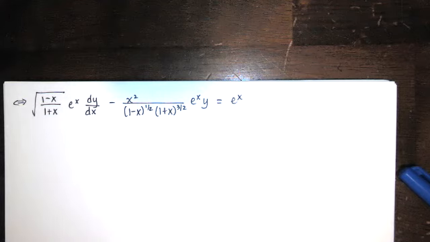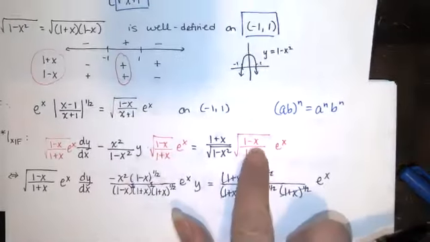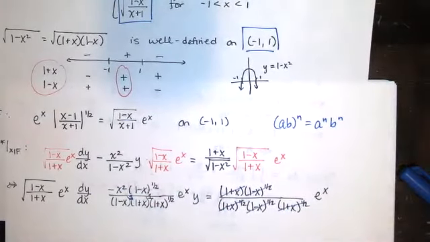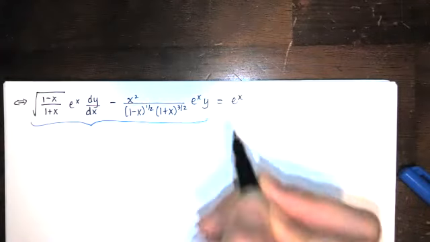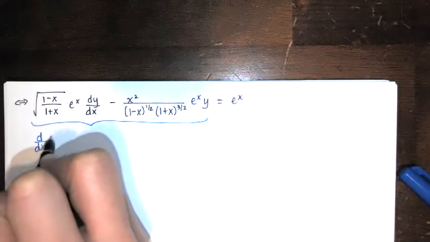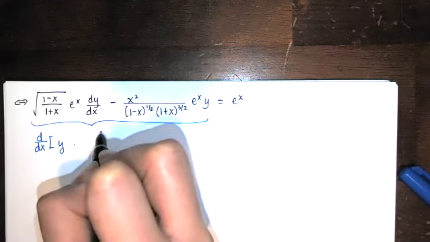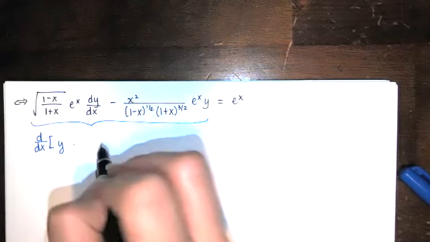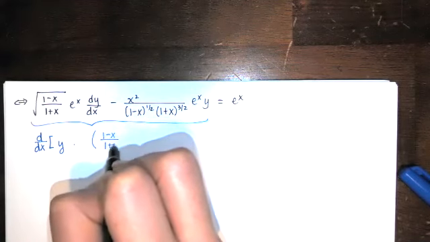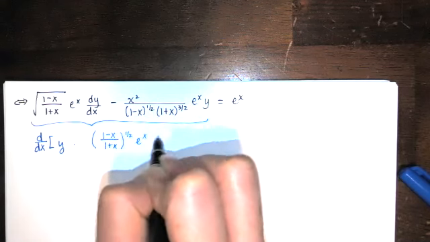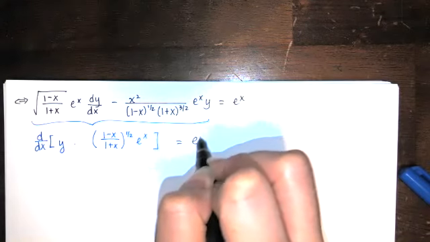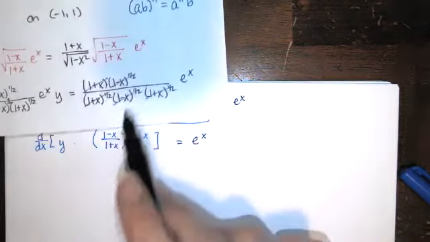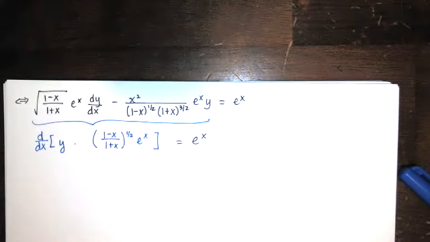Remember how this works. Bernoulli's brilliance was this. He said, if we multiply by just the right thing, then this left-hand side is going to be the derivative of y times the integrating factor. So this should be, if we've done everything correctly, the derivative with respect to x of y times the integrating factor, which is this square root times e to the x, or 1 minus x over 1 plus x to the 1/2 times e to the x. And because everything worked out so nicely over here with all of these cancellations, we just have an e to the x on the right-hand side.